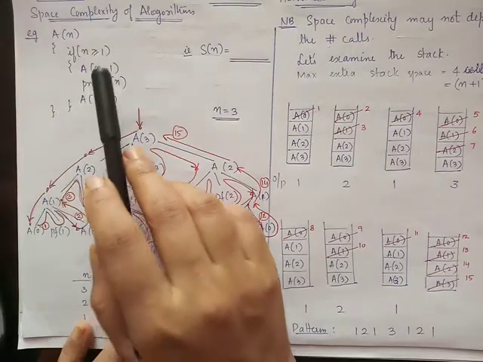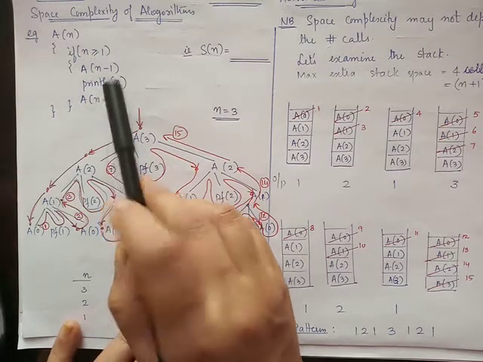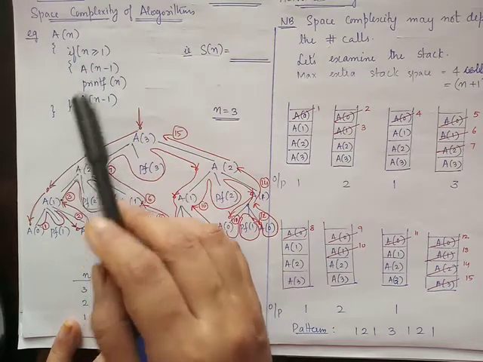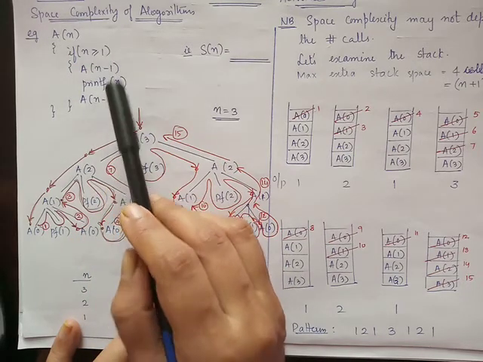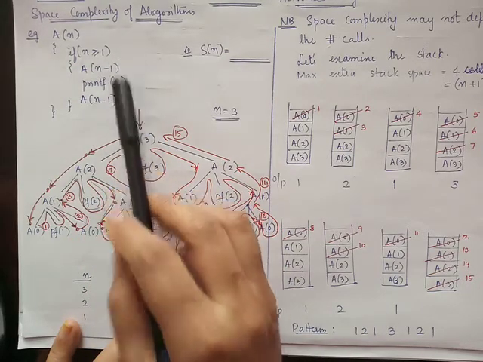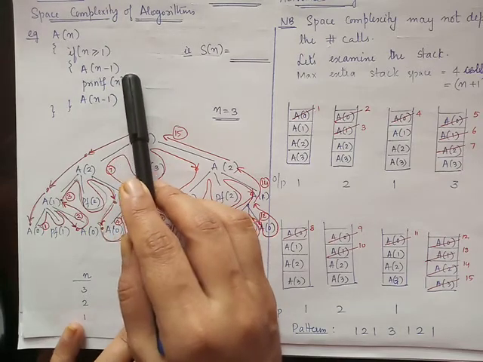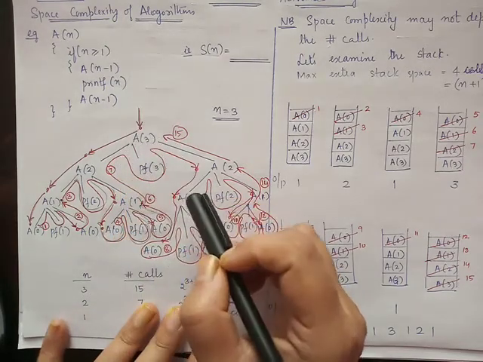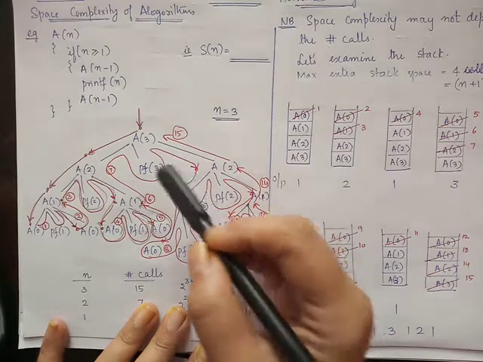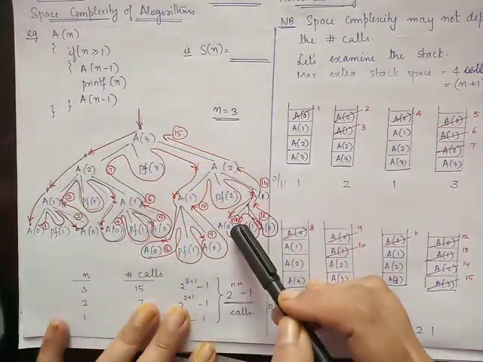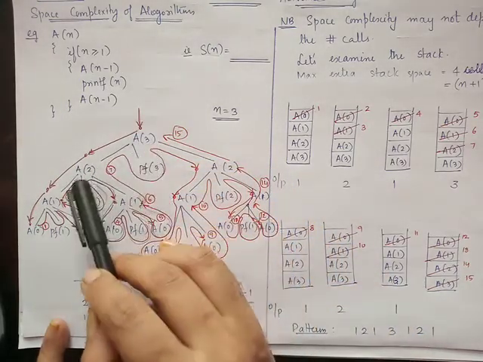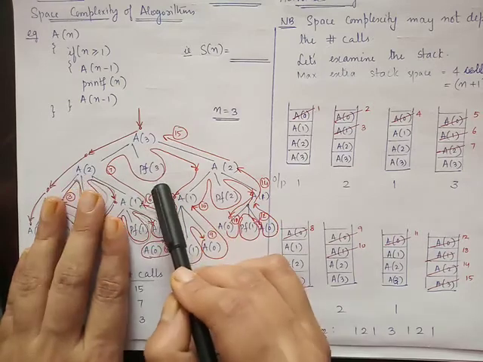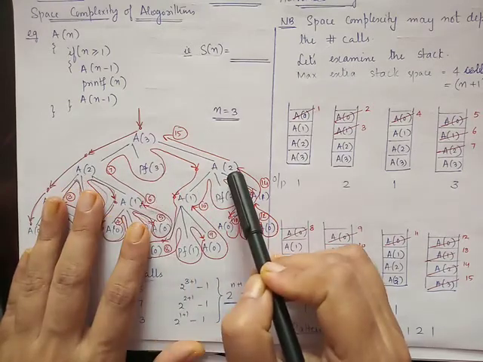Let's continue with another example. Here we have a recursive function with two function invocations to the same function with the value n is equal to 1. Now, as we have discussed earlier, we are going to again construct a recursive tree: A of 3, which in turn calls A of 2, then print of 3 and A of 2.